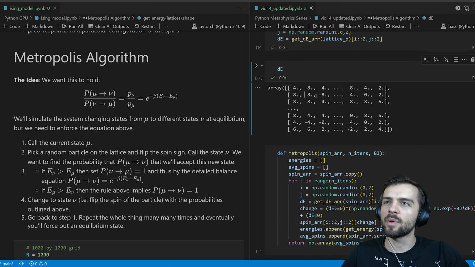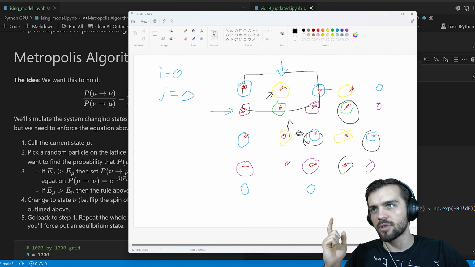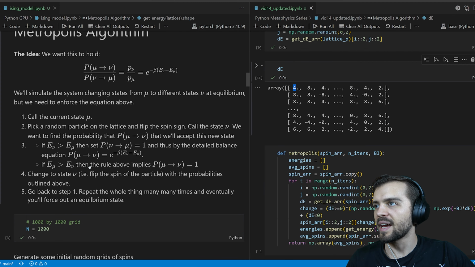So then I need to decide whether or not I'm going to keep this change. Am I going to keep the flip of, for example, this yellow point, or am I not going to keep the flip of that yellow point? For that, I need to look back at this equation here: if the new energy is higher, then the probability of the flip is going to be e to the negative beta times delta E. So I need to evaluate delta E for each point in this array, which is what I've done, and I need to only accept it with this probability.